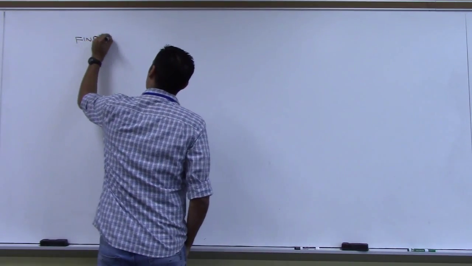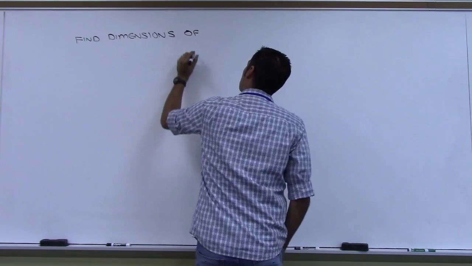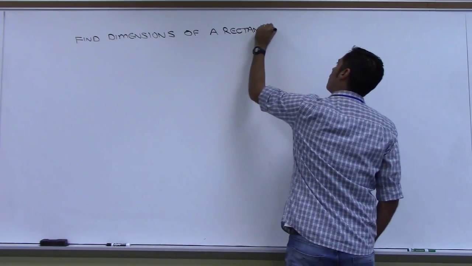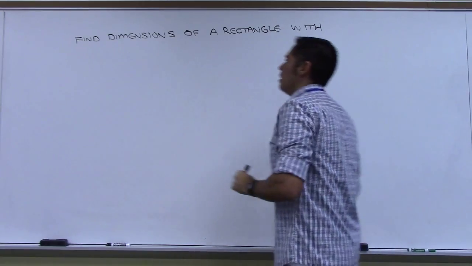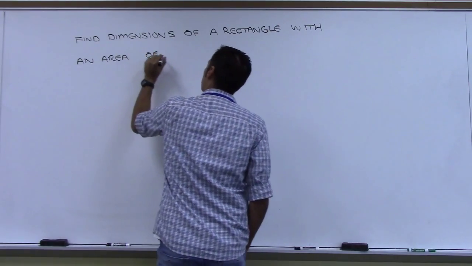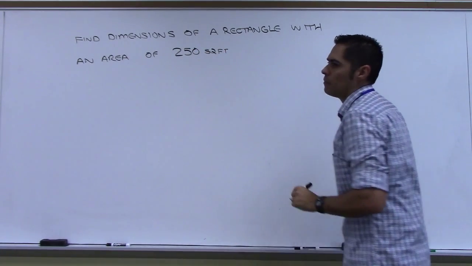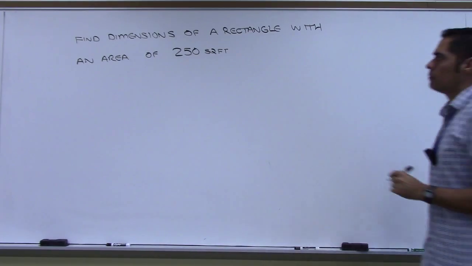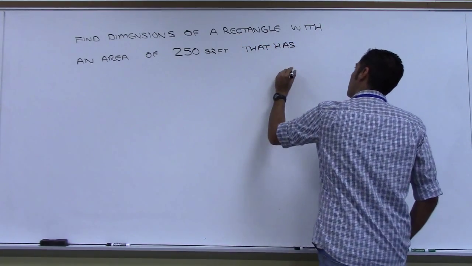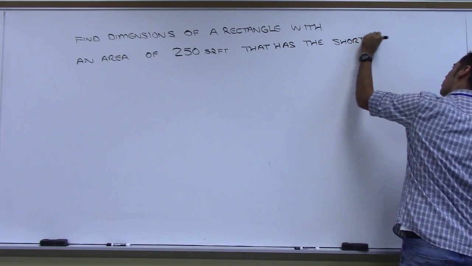Find dimensions of a rectangle with an area of 250 square feet that has the shortest perimeter.